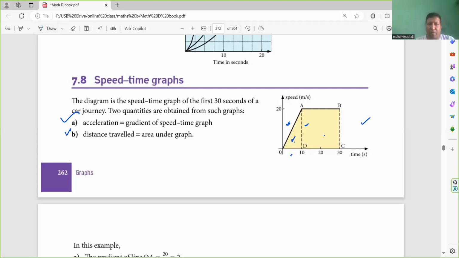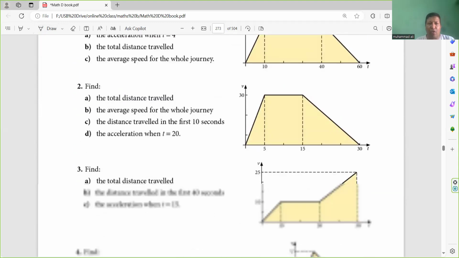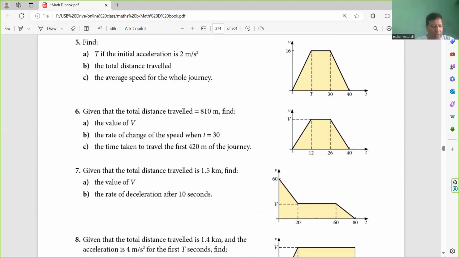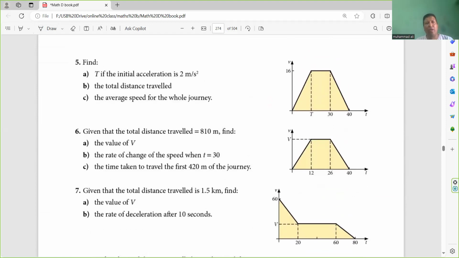Okay, using this information from exercise 14, we try to solve some maths. At first, we try to solve question number 5. This is the figure. This is speed, velocity, that means 16. Here, time, T. Find T if the initial acceleration is 2 meters per second squared.